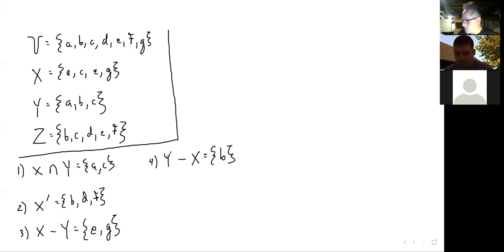All right. So let's do some problems where we are combining elements. So we're still working with these sets. Let's do X complement intersected with Z.